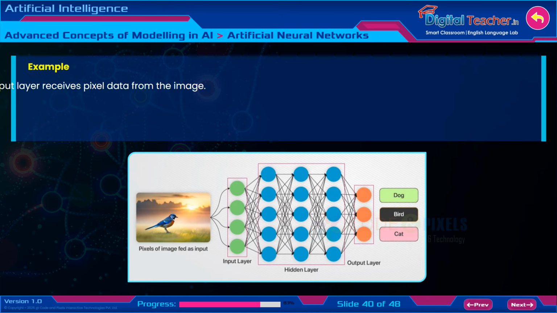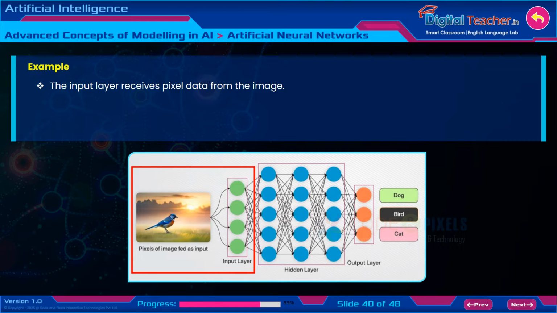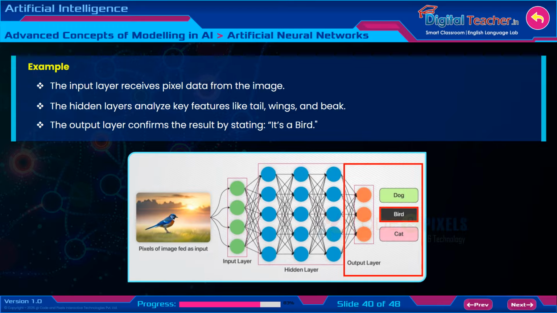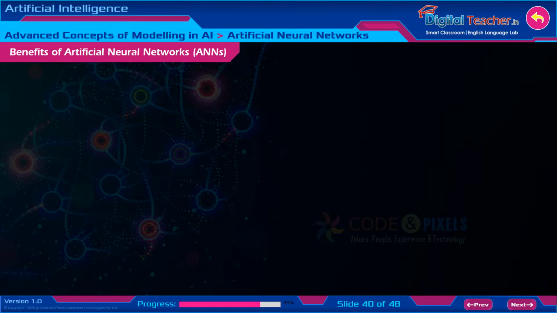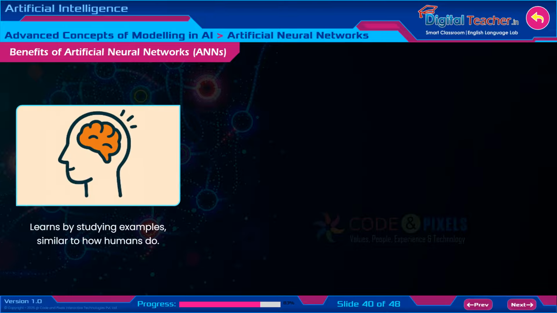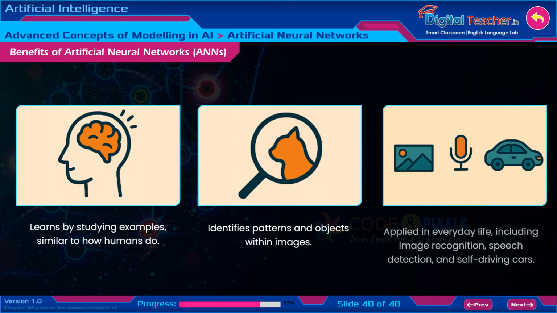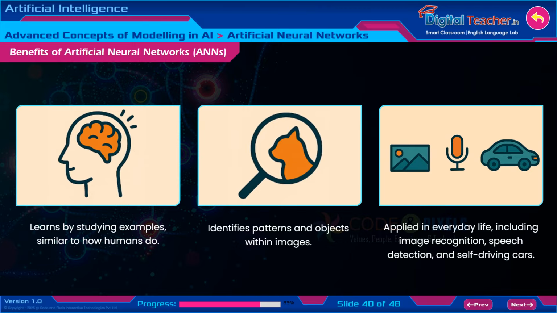Example: the input layer receives pixel data from the image. The hidden layers analyze key features like tail, wings, and beak. The output layer confirms the result by stating, "It's a bird." Now, let us learn about the benefits of artificial neural networks. It learns by studying examples, similar to how humans do. It identifies patterns and objects within images. It is applied in everyday life, including image recognition, speech detection, and self-driving cars.